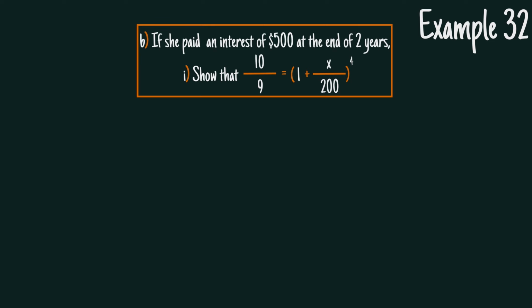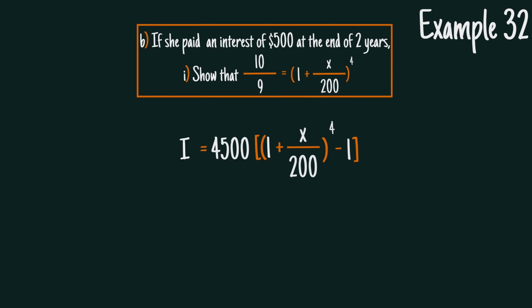For part 1 of part B, it is mentioned that she paid an interest of $500. This means that we can let I be 500. We have to work towards the given equation, so let's see how to do this. Using the finding from part A, we will substitute I to be 500. Next, we divide both sides of the equation by 4,500. Then, we bring -1 across the equal sign and we get this answer. This part is purely an algebraic evaluation question, but it goes to show how the topics can be mixed easily.